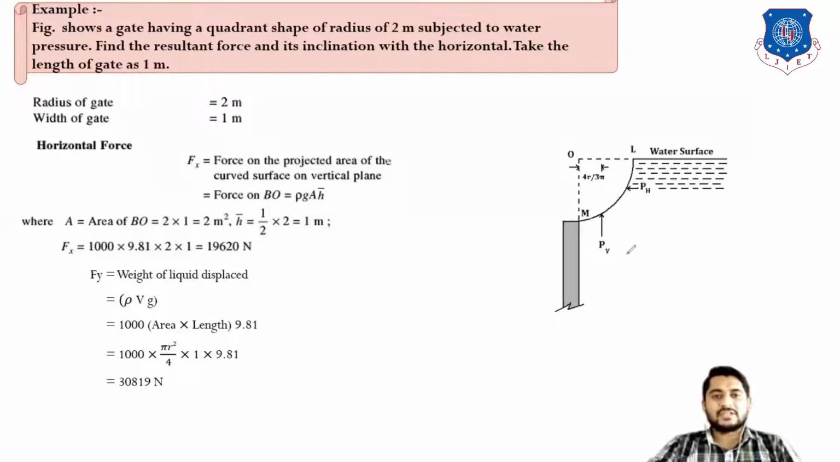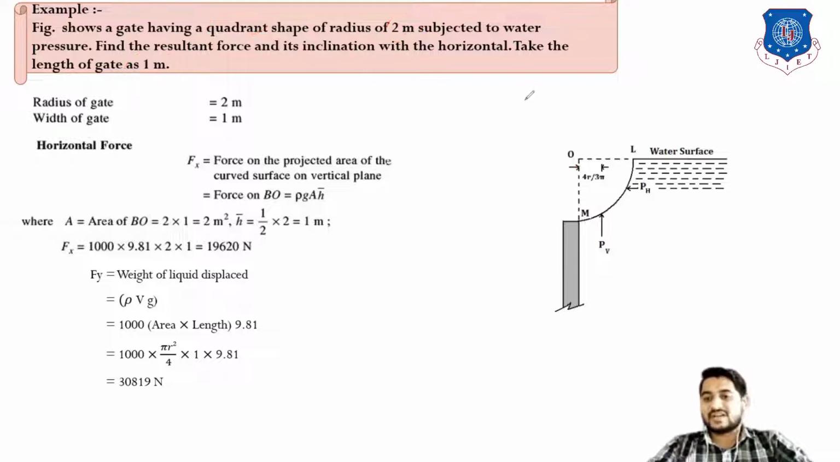So let us solve one example. The figure shows a gate having quadrant shape. Quadrant shape means a circle area divided by 4, with a radius of 2 meter. Here this is a hinge point, so the radius here is 2 meter. Subjected to water pressure, find the resultant force and inclination. That means you have to find F and inclination theta. The length of the gate is 1 meter.